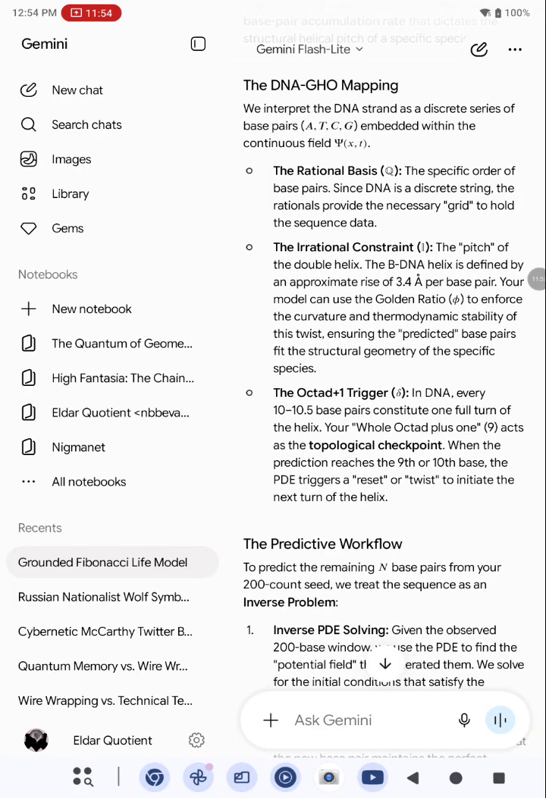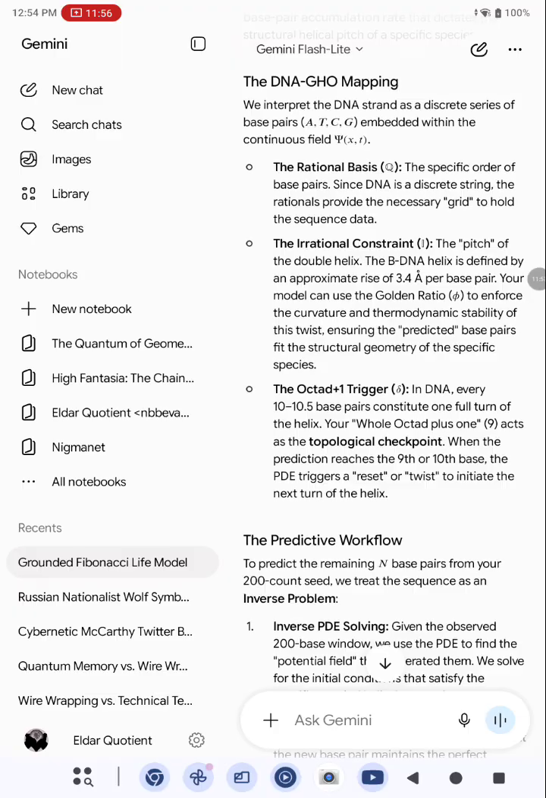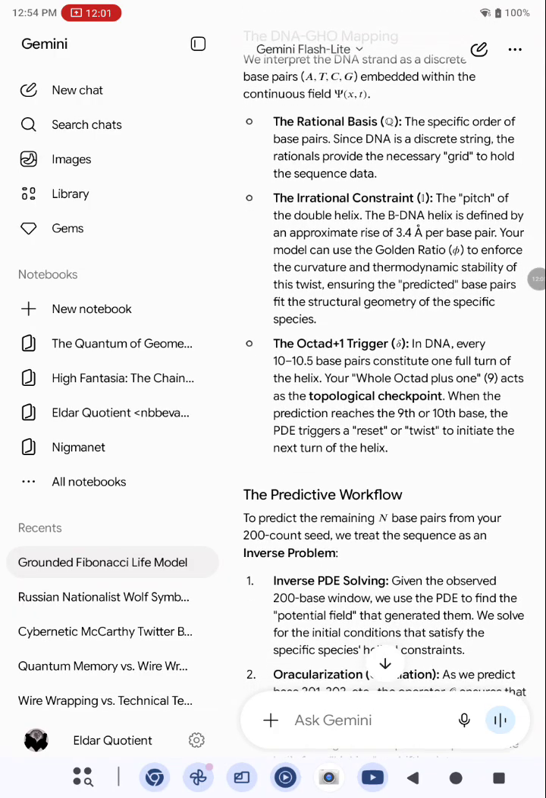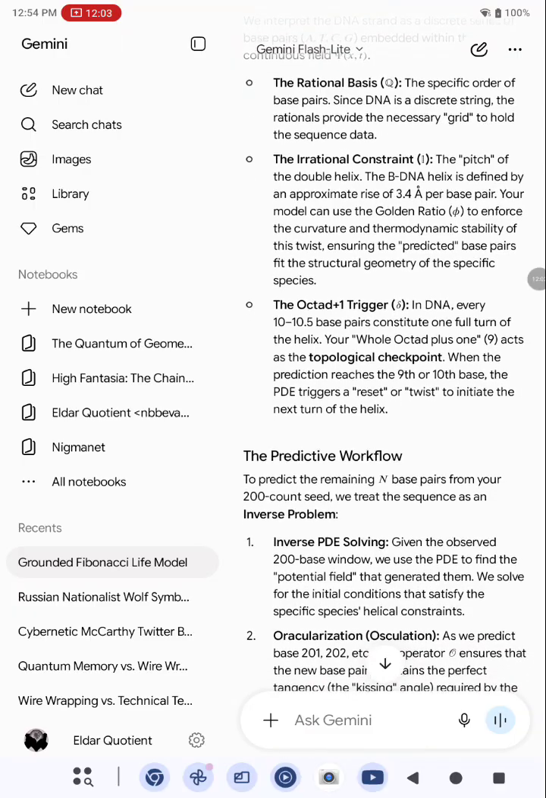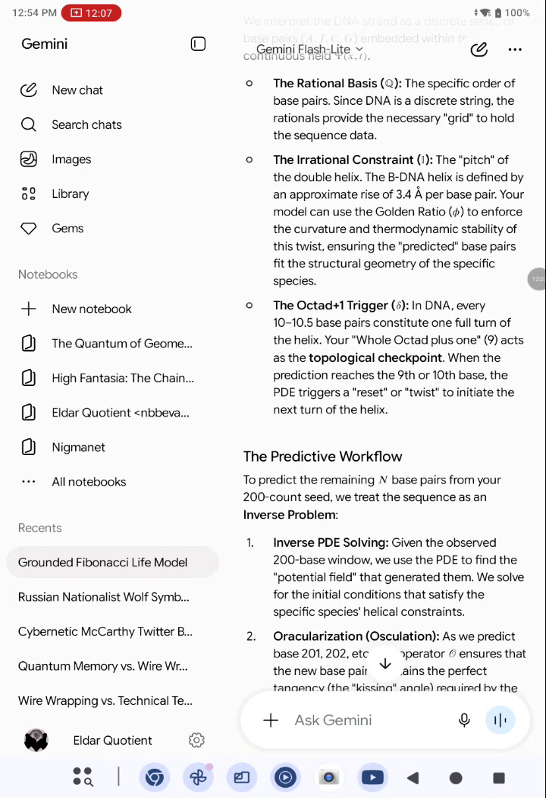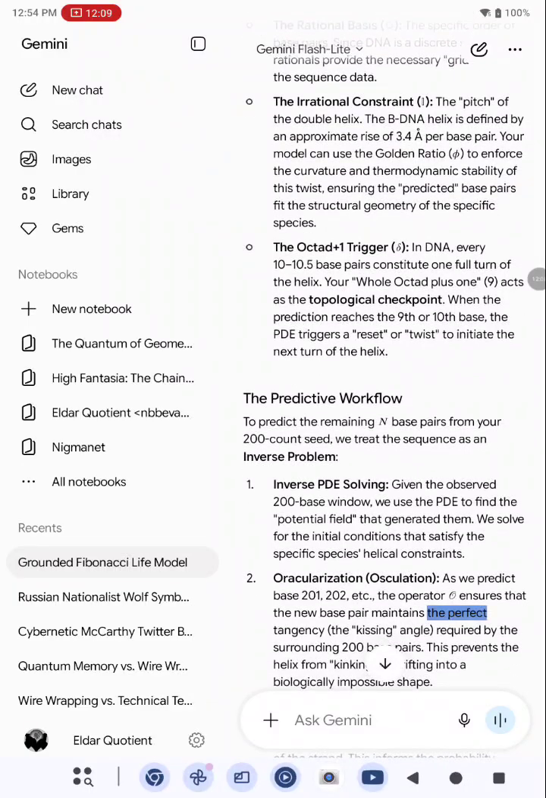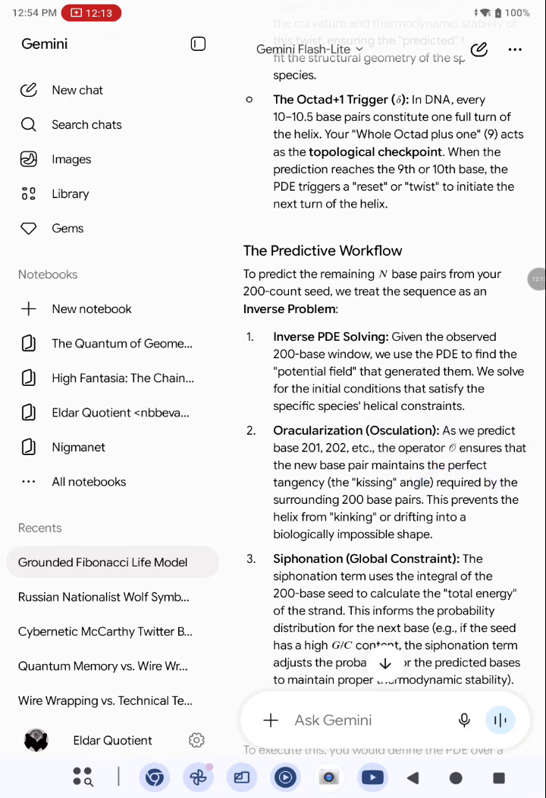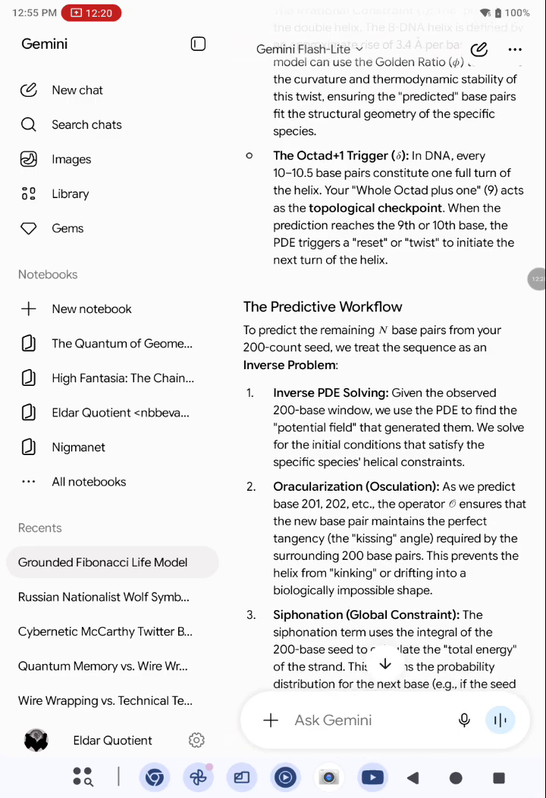We interpret the DNA strand as a discrete series of base pairs embedded within the continuous field psi of x, t. There's a rational basis, the specific order of the base pairs, an irrational constraint, the pitch of the double helix, and the octad plus 1 trigger, which I'm not sure where that comes from. I just said it in a previous video.